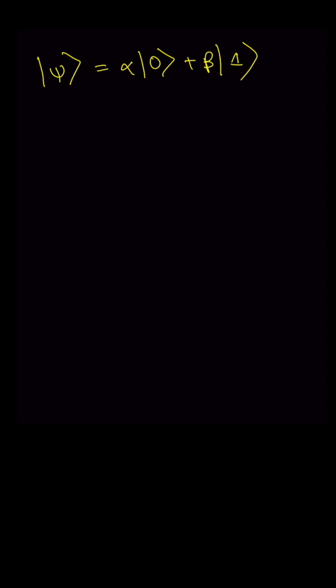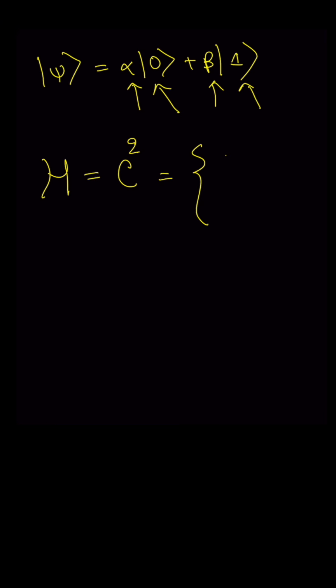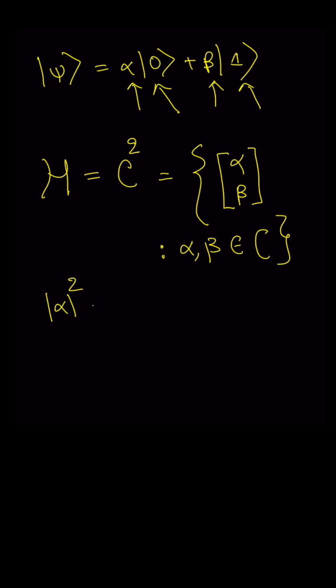For a single qubit system, the Hilbert space is nothing but all possible complex two-component vectors that you can form using alpha and beta and the basis vectors 0 and 1. It is denoted something like this. This is the complex two-dimensional vector space that contains all possible alpha and beta, where alpha and beta belong to the complex numbers in such a way that they must satisfy the condition that alpha squared plus beta squared is 1, the normalization condition.